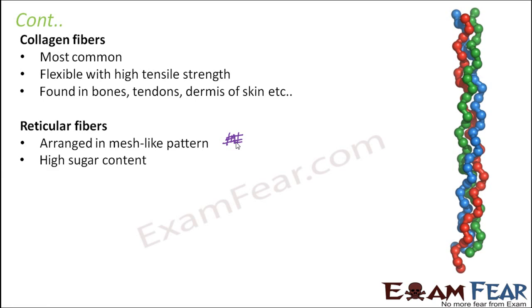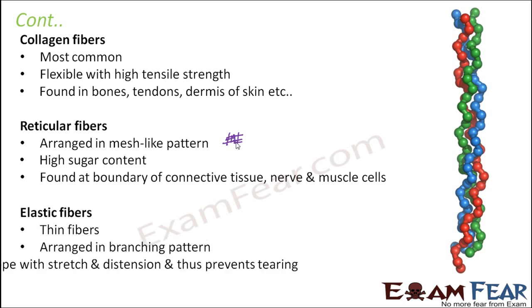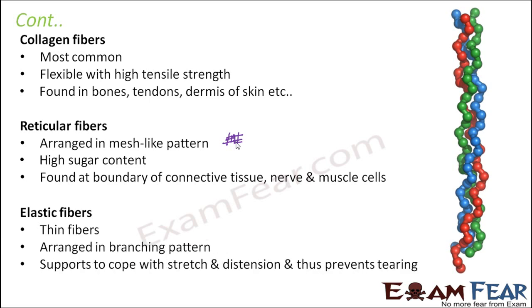They have high sugar content. We find them at the boundary of connective tissue, nerve and muscle cells. So these are some of the areas where we find reticular fibers. Elastic fibers are thin fibers arranged in a branching pattern, which help to cope with stretch and distension and thus prevent tearing. Since, as the name suggests, they are elastic fibers, they have a lot of elasticity, so they can prevent tearing because they are capable of bending and stretching. So that is elastic fibers.